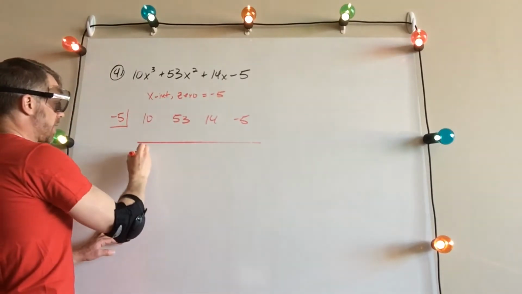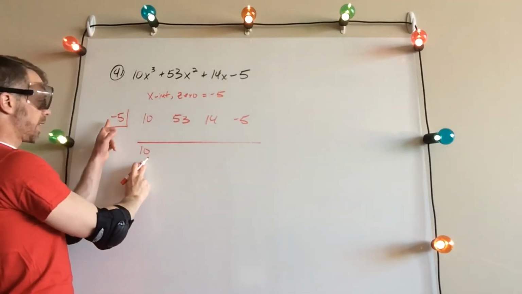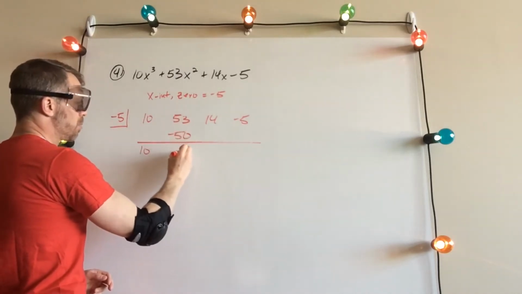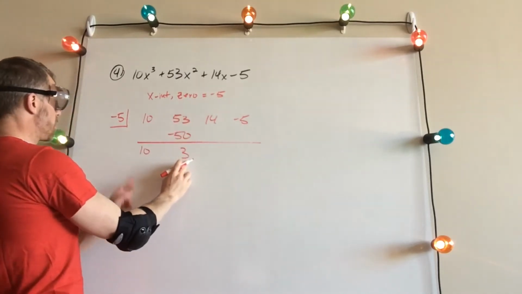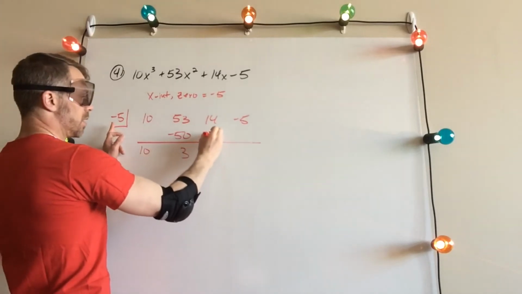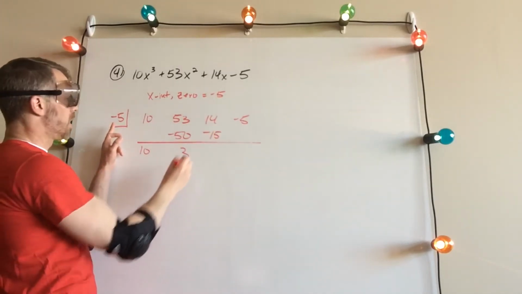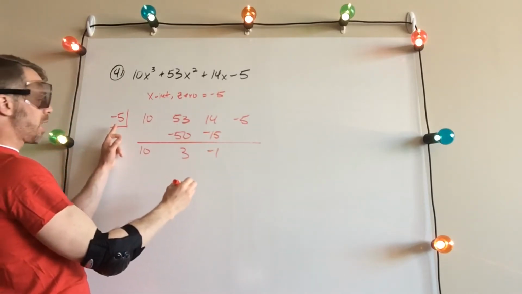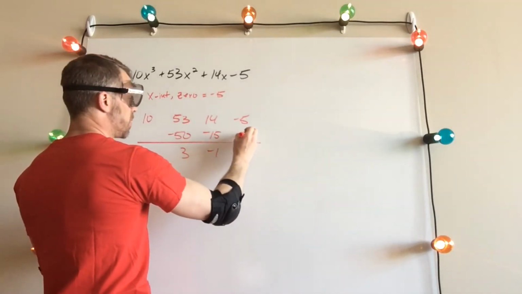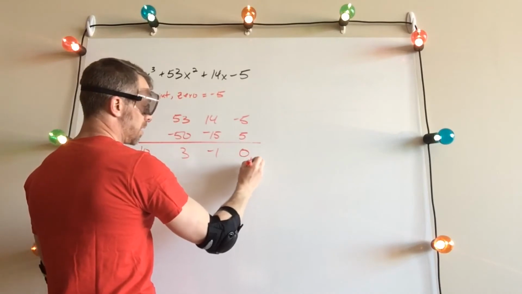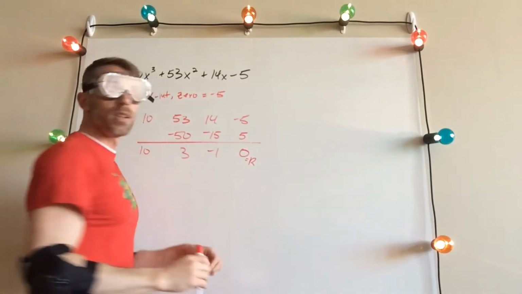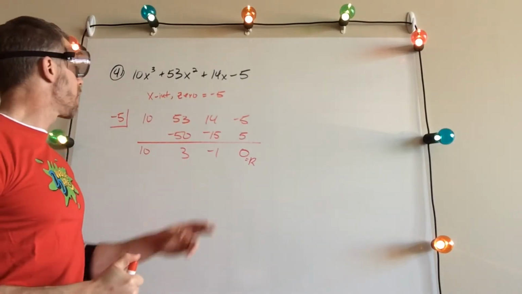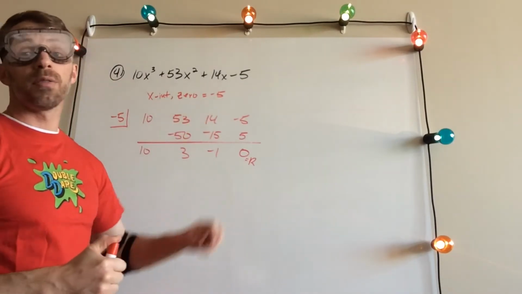All right, you bring down the 10, multiply the 10 by -5, -50, add down, +3, 3 times -5, -15, 14 plus -15, -1, -1 times -5 is a +5, add down, and that's our remainder. So we read our graph correctly when we thought there was a 0 at -5 because we ended up with a remainder of 0.